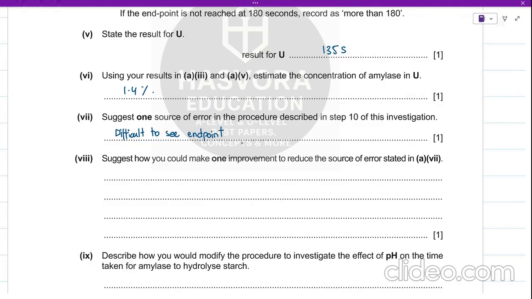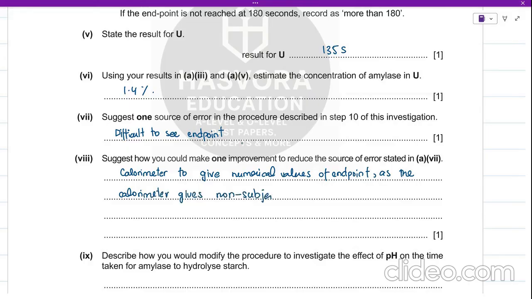So what we could do is use a colorimeter, to give numerical values of the endpoint, as the colorimeter gives non-subjective results. What is non-subjective?